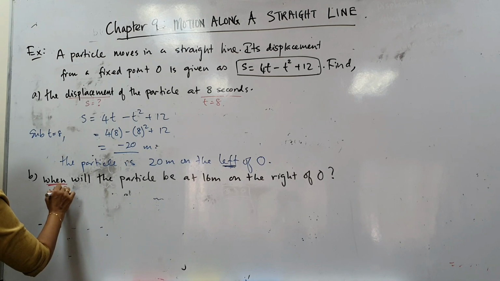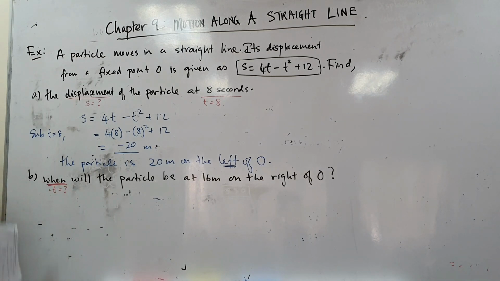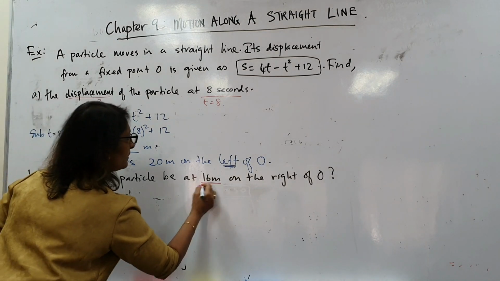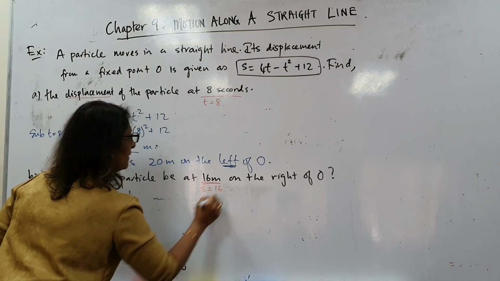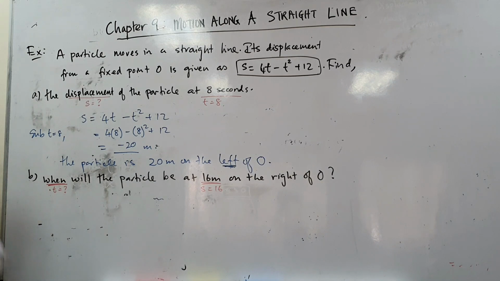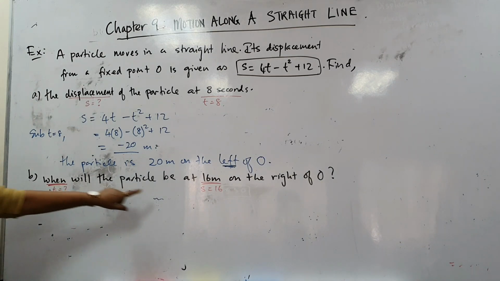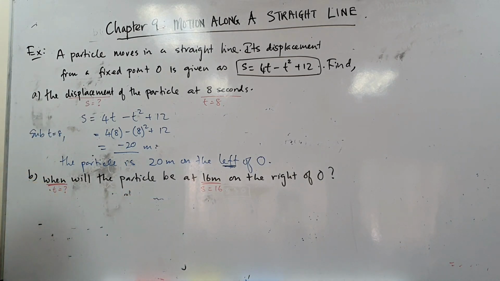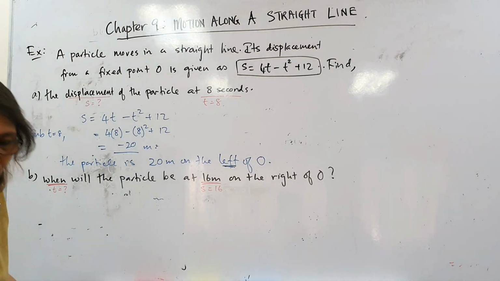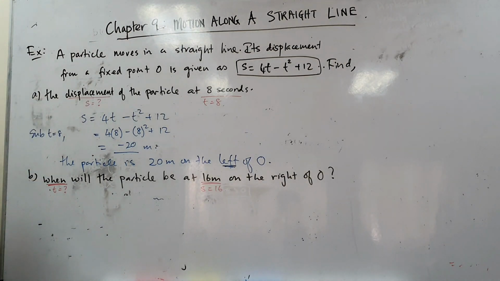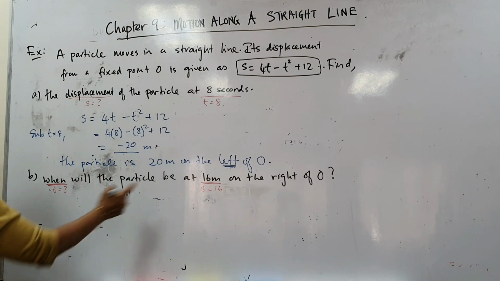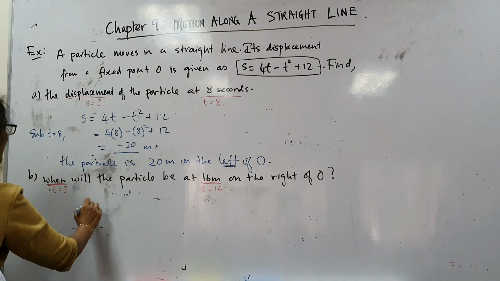That means what is the time? When means what's the time when will the particle be at 16 meters on the right of O? So this is the S that we are given. This is what you have to find, and this is what is given. So what do you do? Again we do the substitution method. We sub S equals 16 into the same equation.